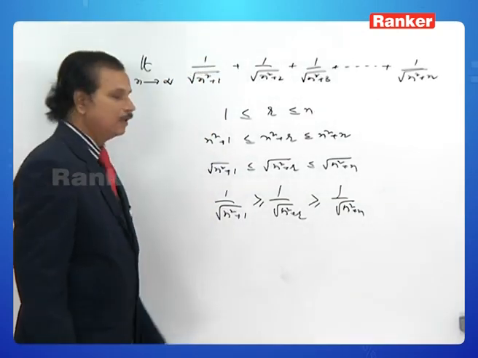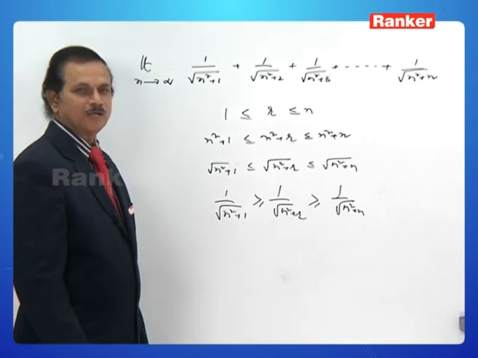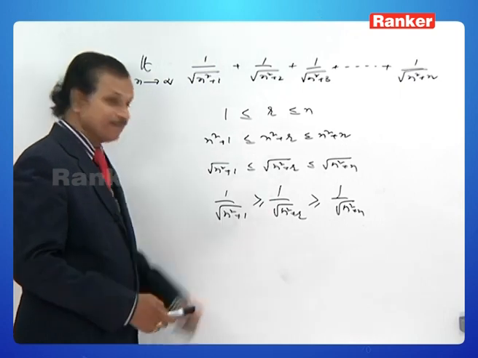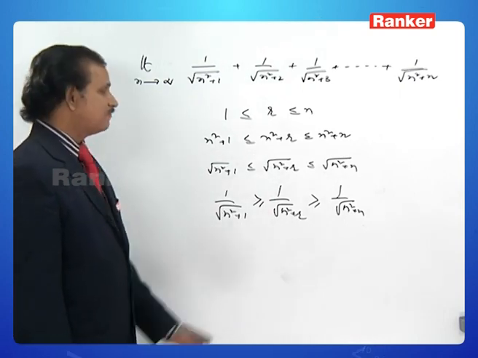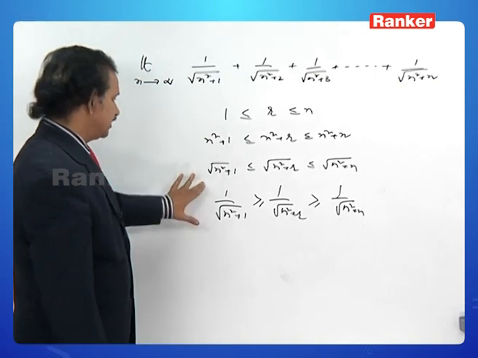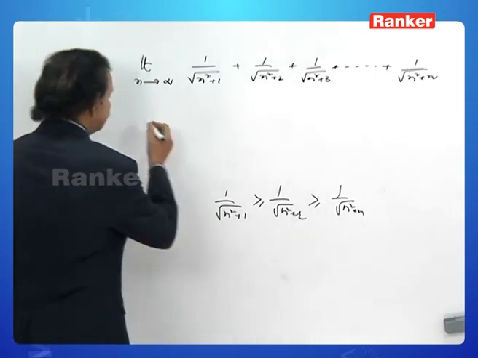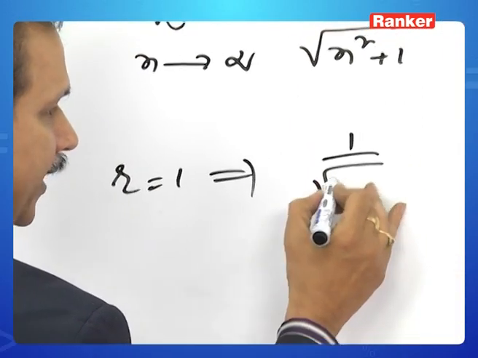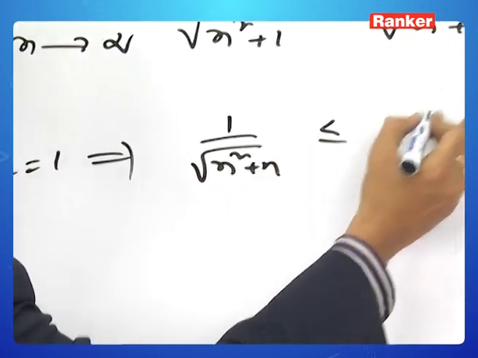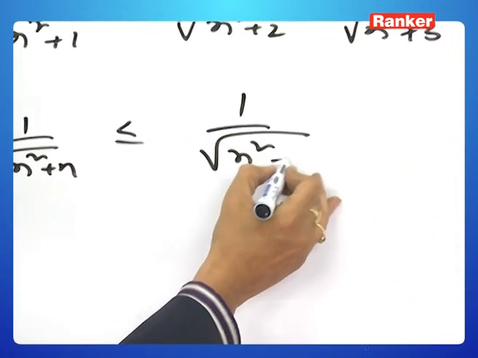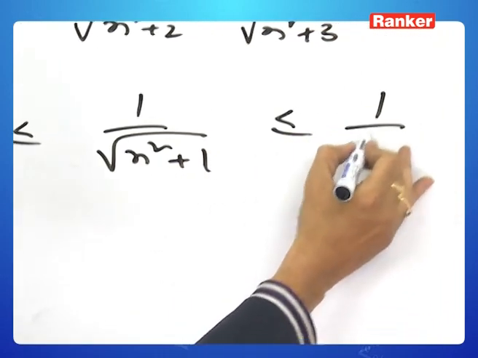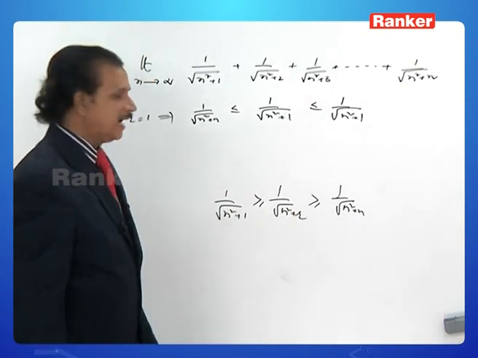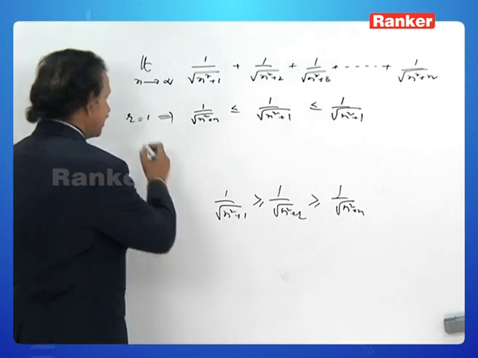How could we get this? By reciprocating them. We use this step, and now we encash this step to get the answer. So for this purpose, I would like to take r is equal to 1. What do you have? 1 by root n square plus n is less than or equal to 1 by root n square plus 1, less than or equal to 1 by root n square plus 1. I have just taken r is equal to 1. Now you take r is equal to 2.